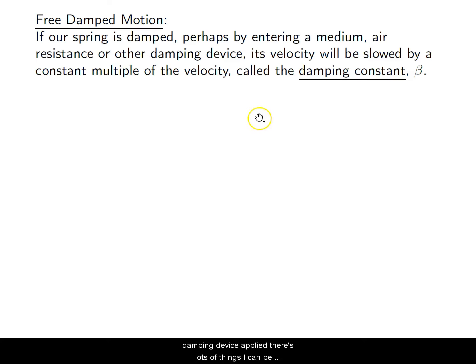Maybe there's a damping device applied. There's lots of things that can be happening here, right? So this is a more realistic motion though, because we know that as we have a mass on a spring in motion, it doesn't go on forever, right? If you've ever played with a spring or a slinky even, and you try to move things up and down, it doesn't go on forever, right? Things will stop and settle at some point in time.